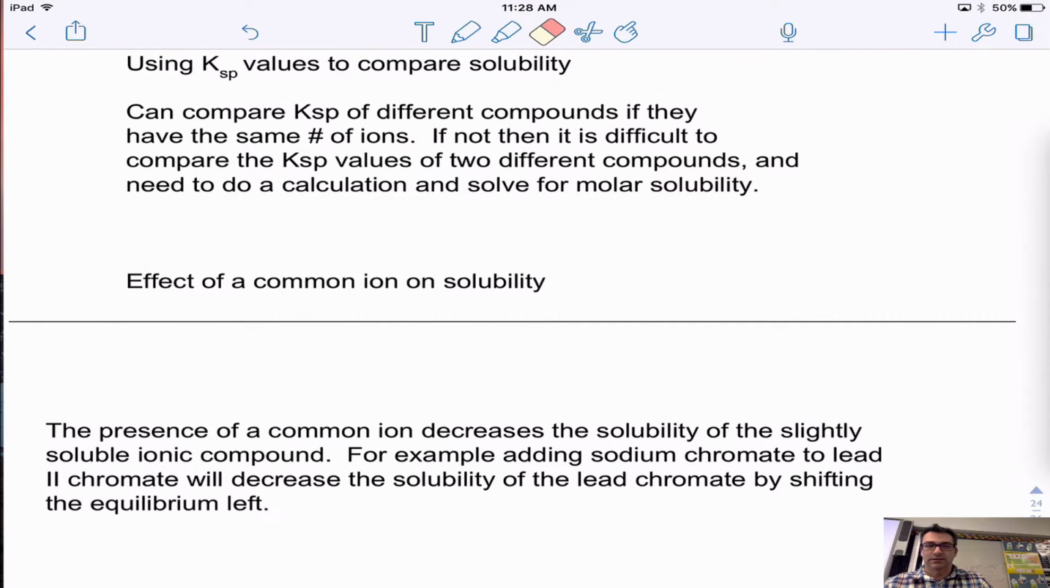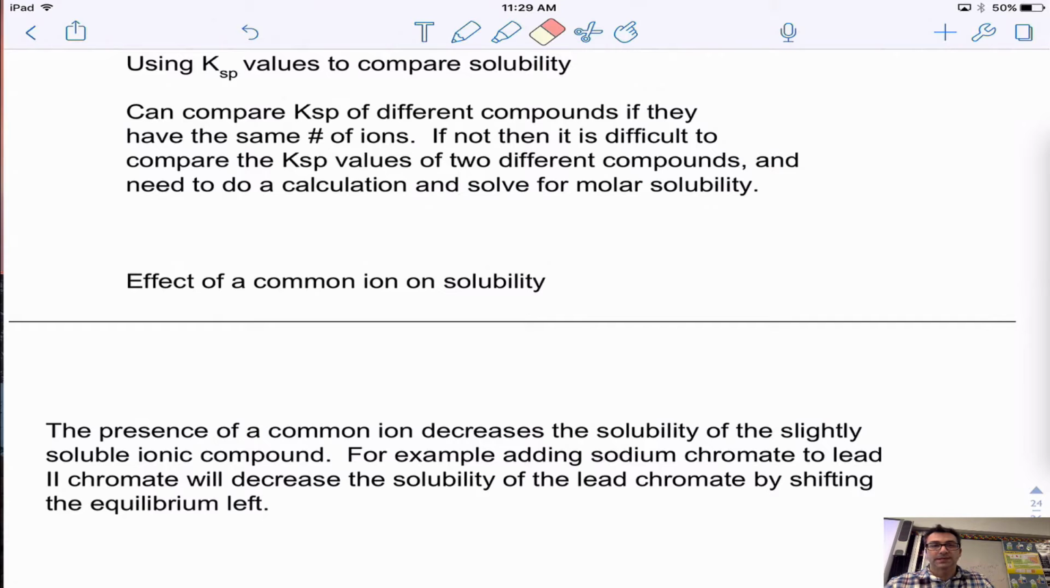Hello everybody, so today I'm going to talk to you about the rest of KSP. We'll talk about comparing solubilities of different salts and also common ion and also forming a precipitate, and then we'll go back and we'll quickly address Le Chatelier's principle and how that relates to something called the common ion effect.